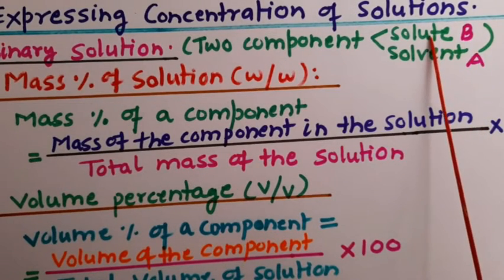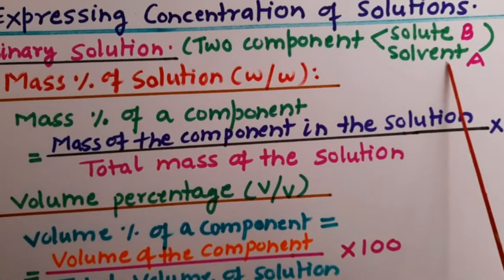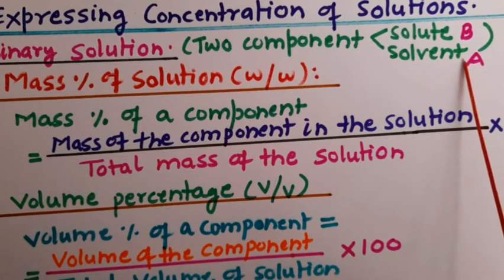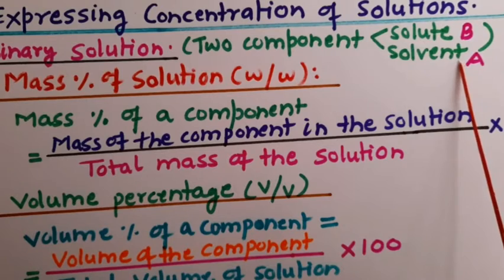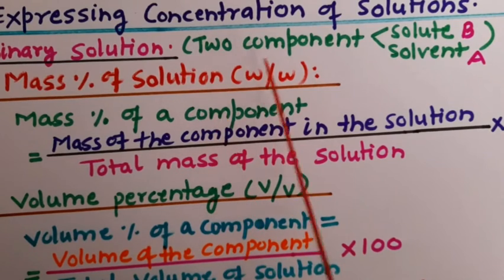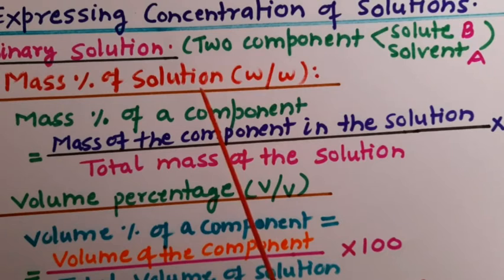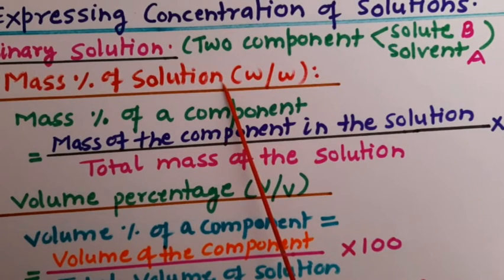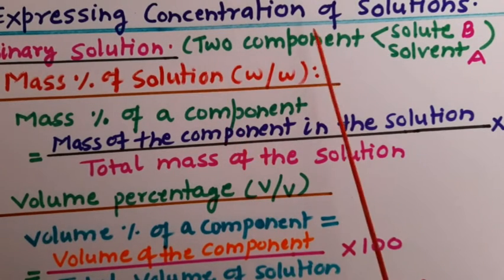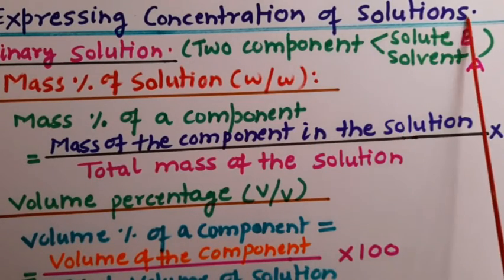The component which is taken in a smaller amount is known as solute, and the component which is taken in greater amount is known as solvent. There are different ways in which we can express the concentration of a solution. Concentration is a broader term, and concentration means the composition of a solution.